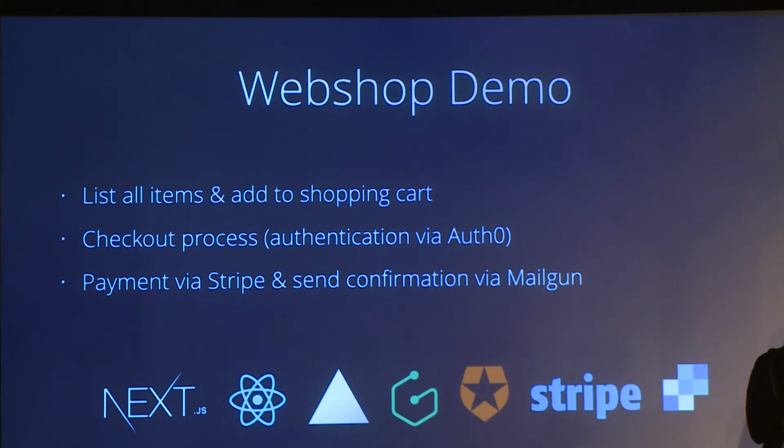So let's use the rest of our time to do the live demo. We want to build a little web shop. It will list all of the items that you have available. You can put these items into your shopping cart, and there will be a checkout process. So that you can check out and put things into your shopping cart, you need to authenticate. This is what we'll be using Auth0 for. When you check out, we will be paying for our order using Stripe. And once the order has been completed, we will send a confirmation mail using Mailgun.